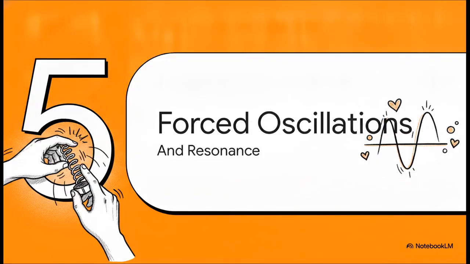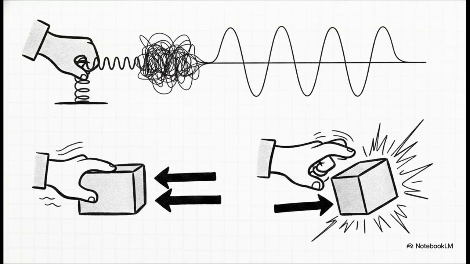And finally, part 5, forced oscillations and resonance. Okay, so up until now, we've just been pulling the spring and letting it go. But what happens if you force an oscillator to move by continuously pushing it? Well, it has a two-part reaction. First, you get the transient response, which is this messy, chaotic initial reaction as the spring basically tries to figure out what you're doing to it.